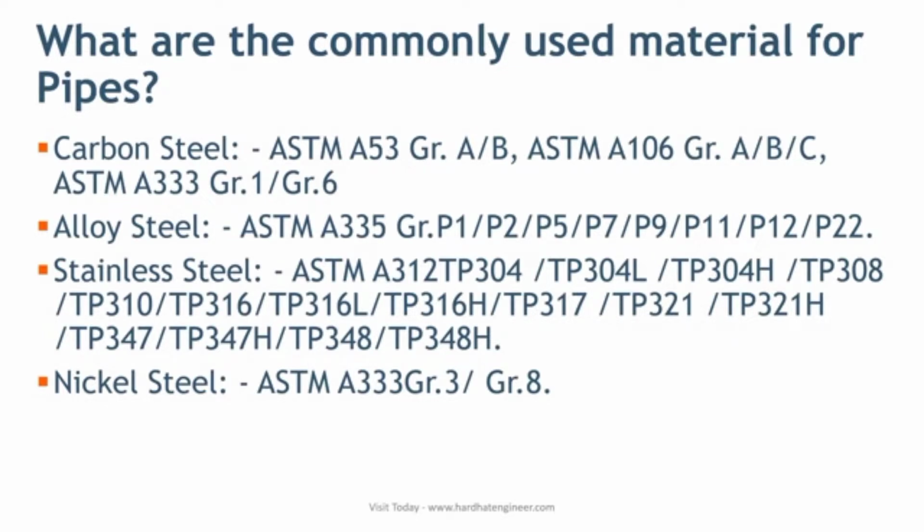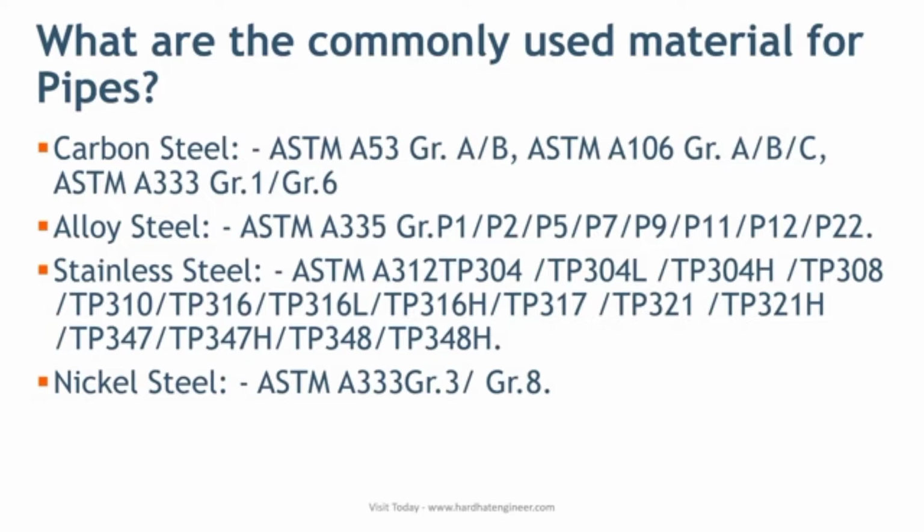Carbon steel is used for normal pressure temperature application. Alloy steel is used for high pressure temperature application. At the same time, stainless steel is used for corrosive application and nickel steel is used for low temperature application. In these slides, I have listed the most commonly used material grades for pipes.